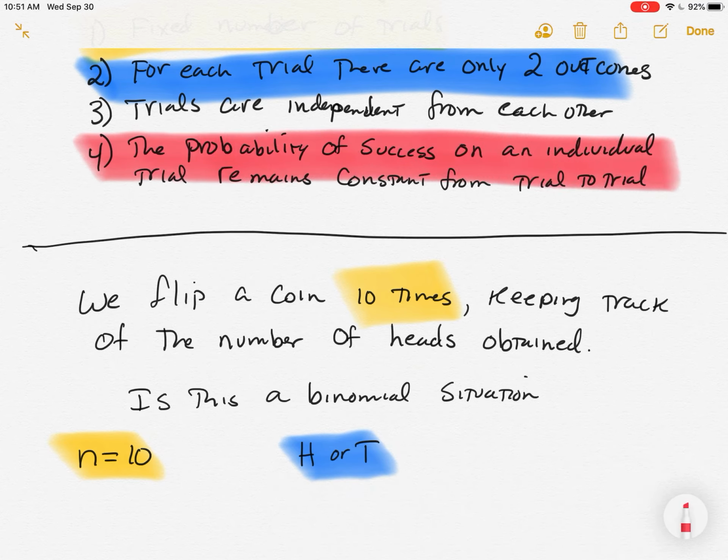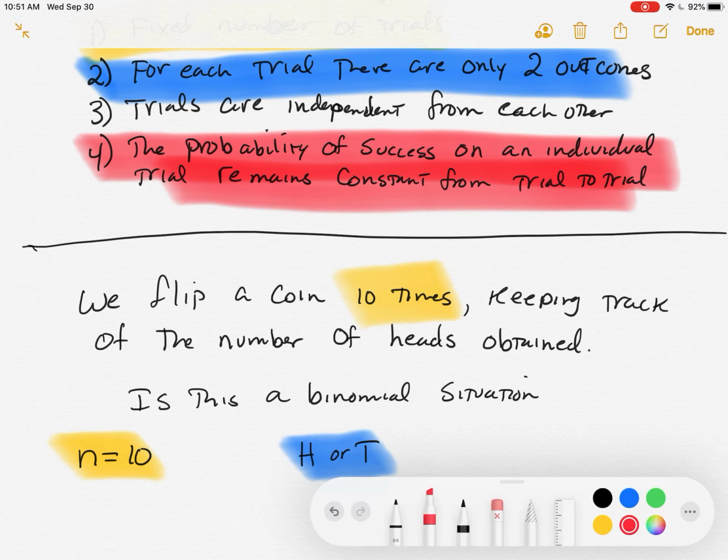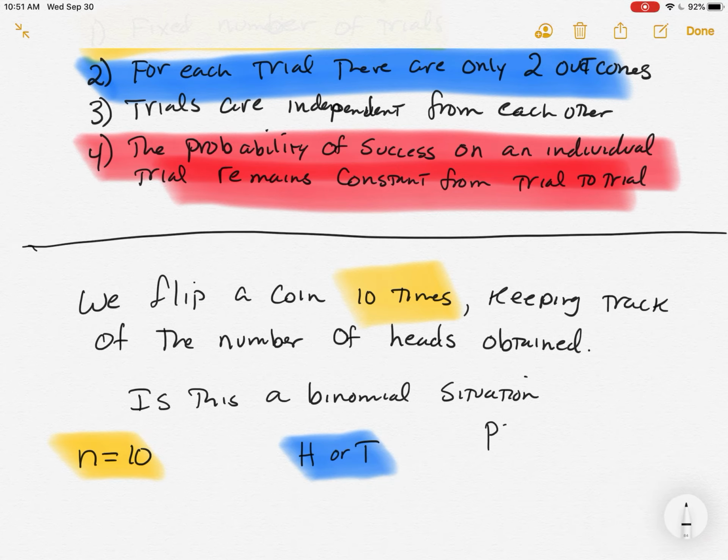3 and 4 are closely tied, but let's answer this one. What is the probability of success on an individual trial? When you flip the coin the first time, what's the probability that you get a head on the first flip? And it's 1 out of 2. It isn't always 1 out of 2 in a binomial situation. We'll show you other examples, but here it's 1 out of 2.